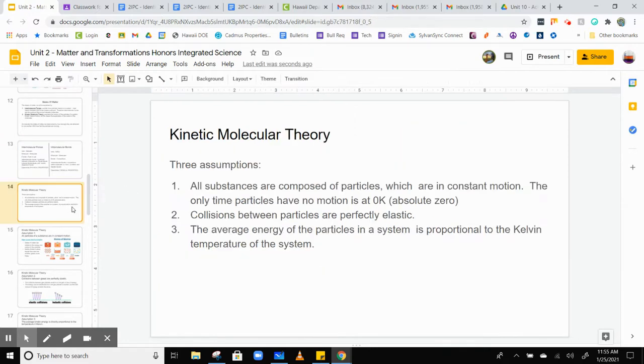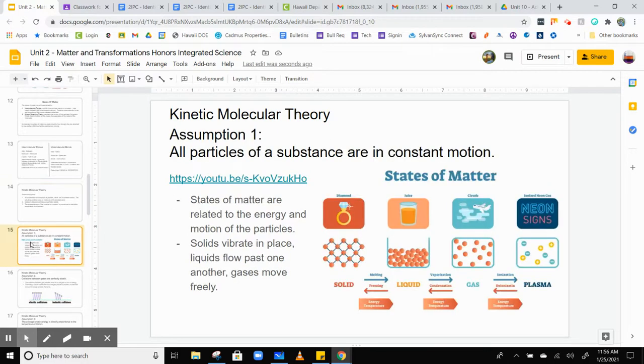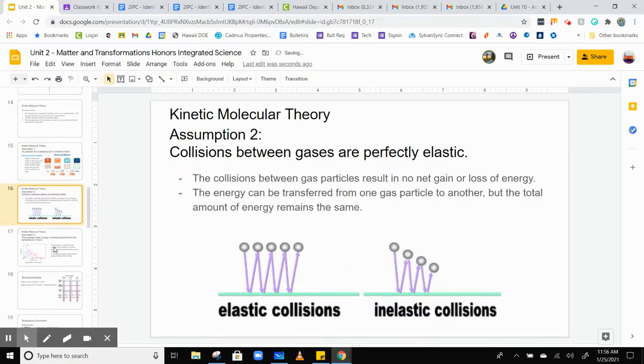Okay? We talked a little bit about kinetic molecular theory last time. Again, all substances are composed of particles. They're always in motion except at absolute zero, which is 0 Kelvin. The collisions are perfectly elastic, meaning they don't lose or gain energy overall. They may transfer energy from one to another, but they don't lose it overall. And then finally, the average kinetic energy is proportional to the Kelvin temperature of the system. So we talked about all those things last time.